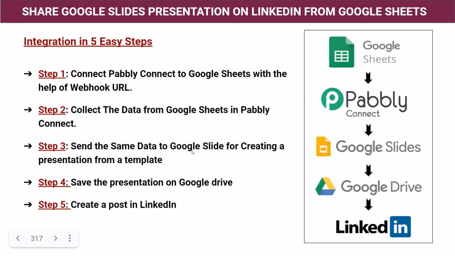After that, we have step 3. That is, you are going to create a presentation from a template in Google Slide from the data that we have collected from Google Sheets via Pabbly Connect. Now, in the 4th step, you are going to save that presentation in Google Drive and also create a shareable link. After that, you are going to create a post in LinkedIn using that shareable link. So the importance of creating this workflow is all you have to do is just build this integration once, and whenever you add a new row in Google Sheets, automatically a post will be created in LinkedIn.